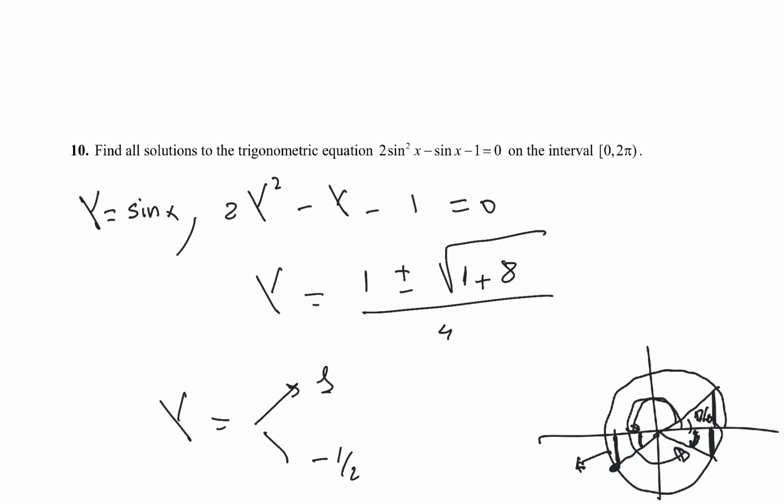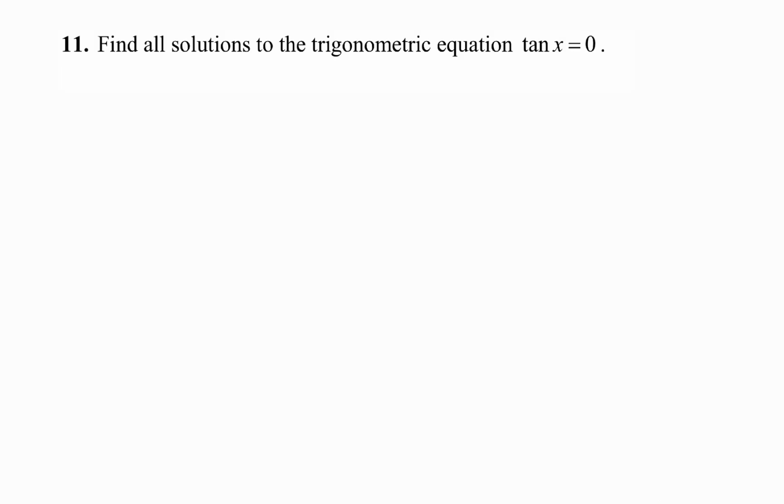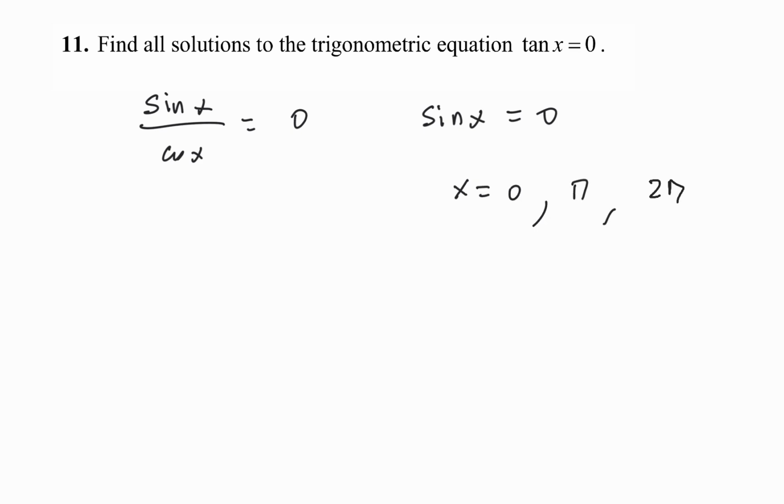Okay, let's go to the next one and the last one. So tangent of x equals 0. What is x? Sine of x divided by cosine of x should be equal to 0. A fraction is 0 when the numerator is 0, when sine of x is 0. And sine of x is 0 when x is equal to 0, also when x is equal to pi, 2 pi, 3 pi, 4 pi. So when x is equal to n pi, tangent of x is 0.